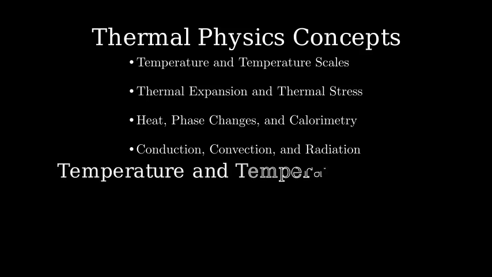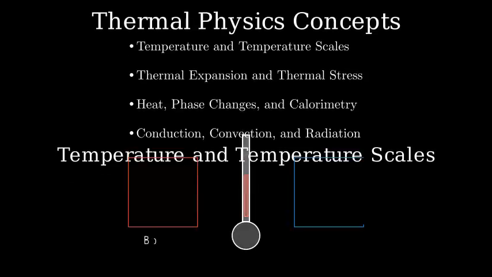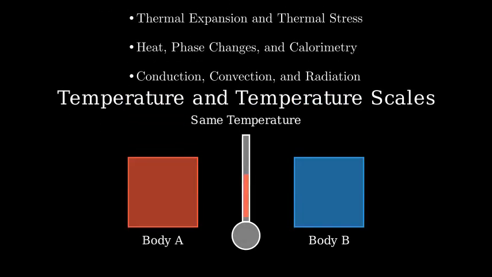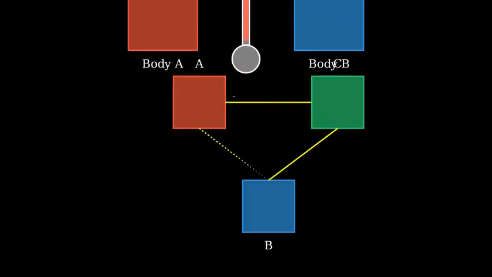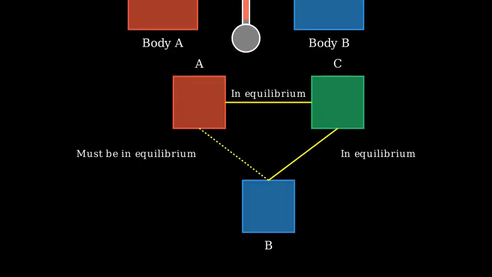Let's start with temperature and temperature scales. First, what is thermal equilibrium? When two bodies have the same temperature, we say they are in thermal equilibrium. This means that when they're in contact, there's no net heat flow between them. An important principle called the Zeroth law of thermodynamics states that if system A is in thermal equilibrium with system C, and system B is also in thermal equilibrium with system C, then systems A and B must be in thermal equilibrium with each other.